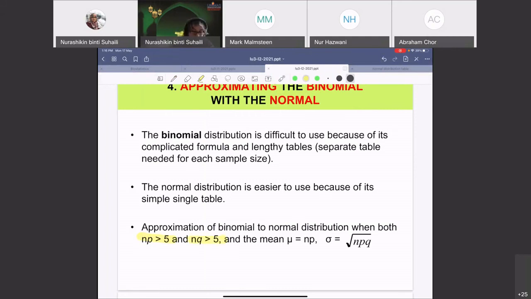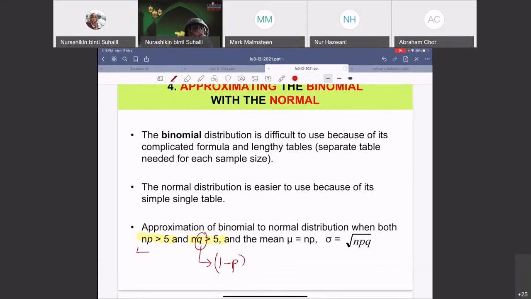When you multiply n with p, it should be more than 5. And also when you multiply n times q, where q is 1 minus p. Whenever you have a p value like 0.3, q is 1 minus 0.3, which is 0.7. So 1 minus p is equal to q.